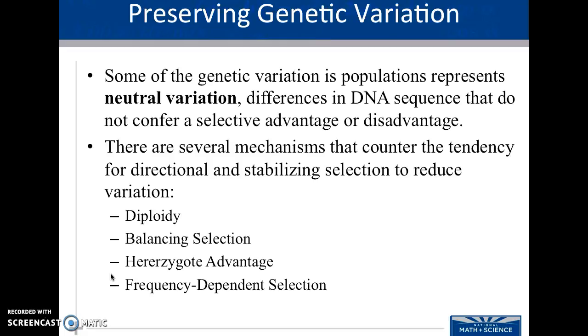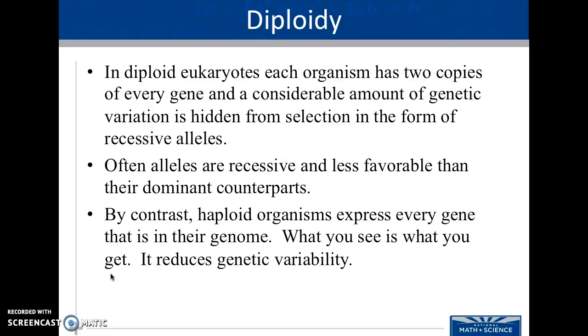How do we preserve this genetic variation? Because we've talked a lot about how if we lose this genetic variation, that can be a really difficult thing for a population. Some of the genetic variation in populations represents neutral variation, differences in DNA that don't provide a selective advantage or disadvantage. There are several mechanisms that counter the tendency for directional or stabilizing selection, which end up kind of getting rid of the extremes or the variation. The four things that are listed we are going to talk about: heterozygote advantage, frequency-dependent selection, balancing selection, diploidy. All of these things help us preserve genetic variation, which is important for survival.